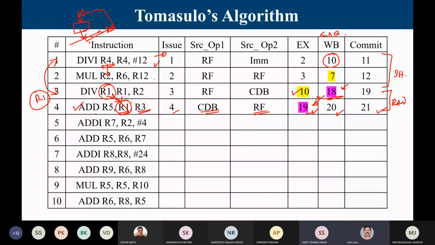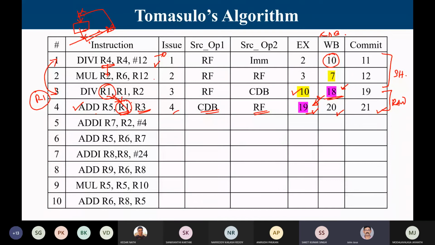So if the first instruction hadn't been there, then we would have got the result of R2 at the end of 7. Then should we be starting at 8 in the third? 8, correct. Because the second and third have a RAW dependency. So whenever I write the result plus 1, I can start the execution. So the third instruction is delayed because of structural hazard, not because of RAW dependency.